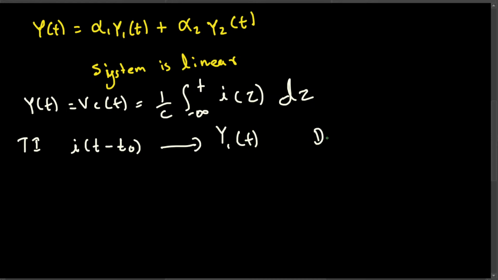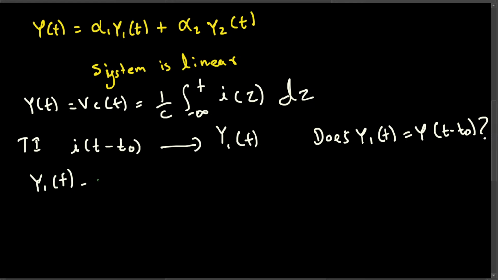And that y1 of t, we have to check whether that y1 of t is equal to y of t minus t naught. If that is true, then this is a time invariant system. Now to check that, we apply this. So y1 of t is 1 over c integral from negative infinity to t. Here we do a time delay, i of tau minus t naught, and then d tau.